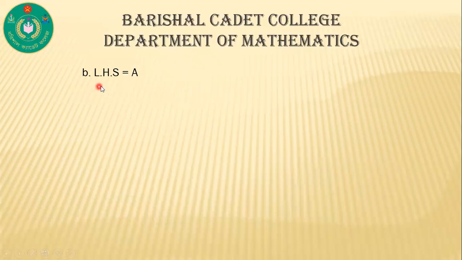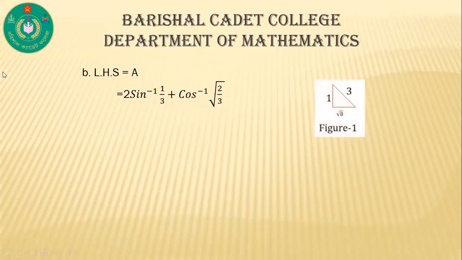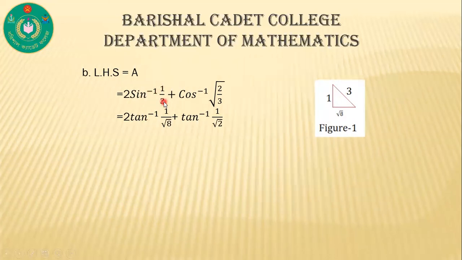Now question number B. Here given that left hand side is equal to A. A means 2 sin inverse 1 by 3 plus cos inverse root 2 by 3. Now we convert sin inverse into tan inverse. Here sin inverse 1 by 3 means perpendicular by hypotenuse. Here perpendicular 1, hypotenuse 3. Then the base, from Pythagoras we can write hypotenuse square minus perpendicular square, that means root 8.